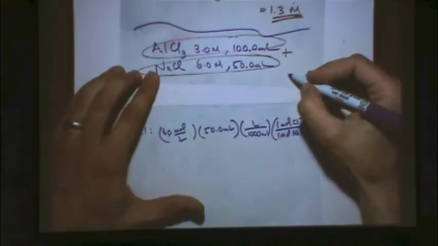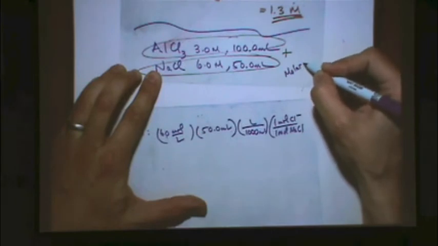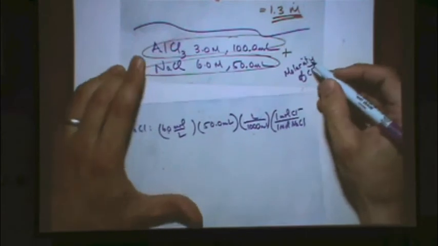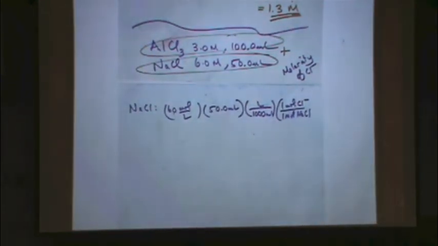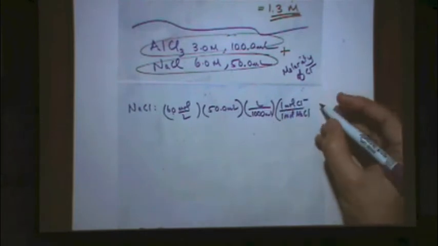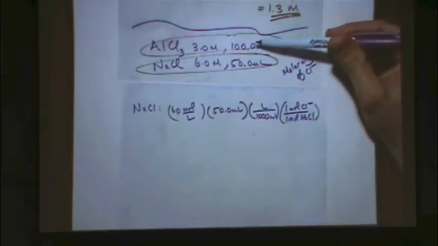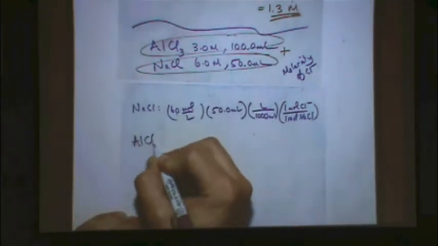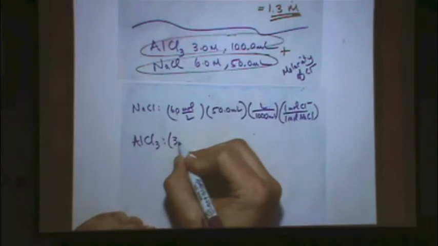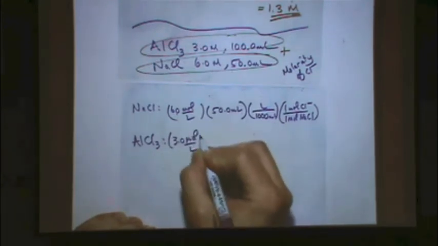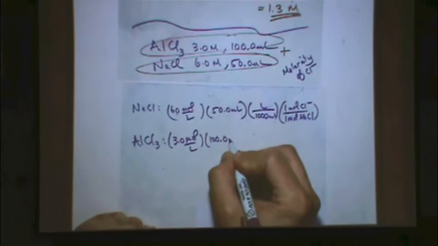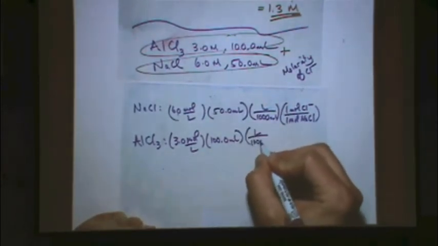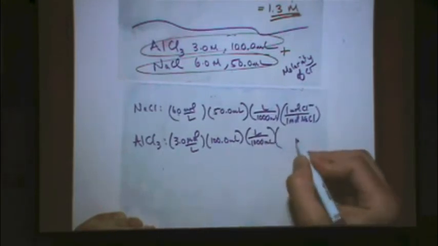Again, I'm interested in what's the molarity of chloride after mixing. Okay, that's what I'm interested in. What's the molarity of the chloride ion after mixing? So we've got chloride ion here and chloride here. What do you do with multiple sources? Okay, same thing for the AlCl3. That's 3 molar, which is 3 moles per liter. It's 100 milliliters. The milliliters and liters don't cancel, so do a little SI conversion. Now, what am I going to put here?